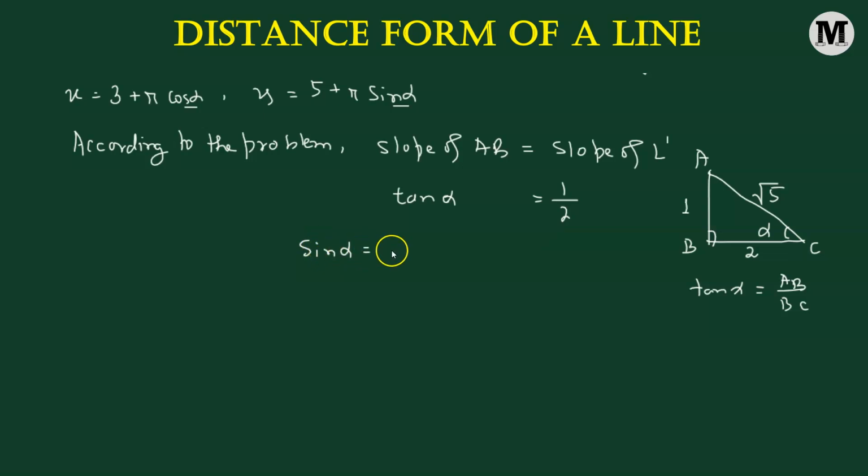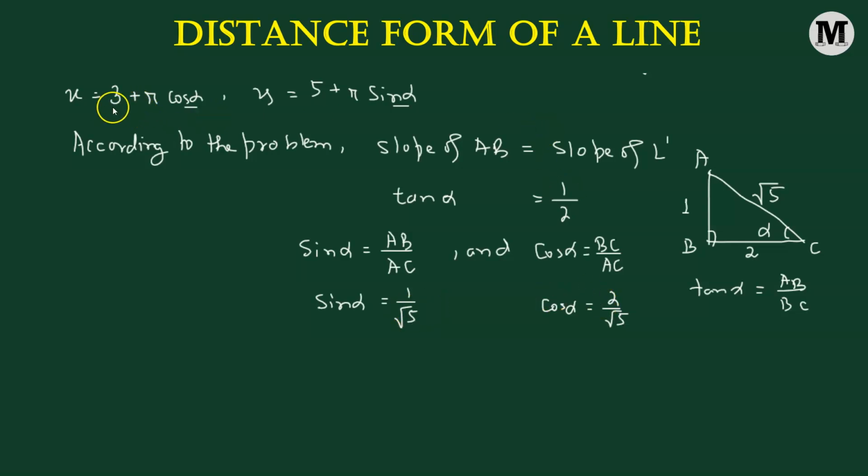So now using this triangle, we can easily find sine alpha as well as cosine alpha. So what is sine alpha? Sine alpha is the opposite, which is AB, divided by the hypotenuse, that is AC. So sine alpha is going to be equal to 1 over square root of 5. And we have cosine alpha defined as the adjacent, that is BC, over the hypotenuse, which is AC. So cosine alpha is going to be equal to 2 over square root of 5.